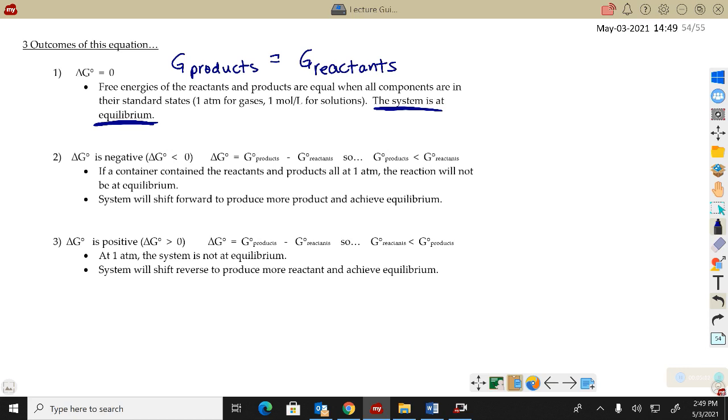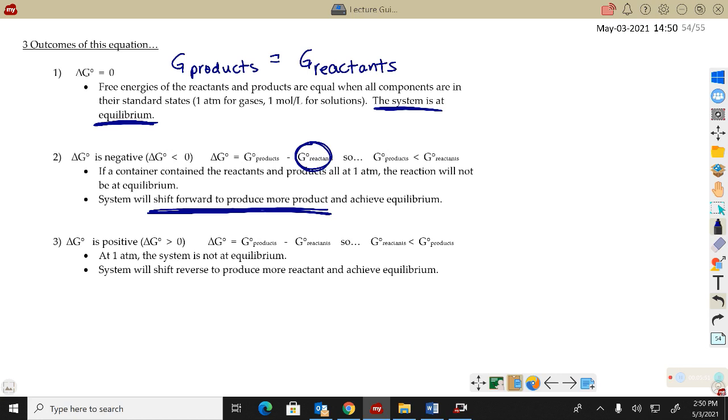Now my other options, obviously delta G can be negative, and we know that if delta G is negative, the reaction is favorable, it's going forward, it's making products. Here it says the system will shift forward to produce more products and eventually maybe achieve equilibrium. Well, you can kind of think of it in terms of this little equation too, that if delta G is negative, then it must mean that there's more reactant, hello, that the energy value of the reactants is greater than that of the products.